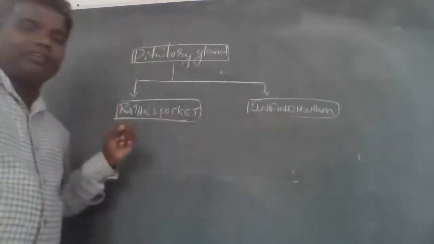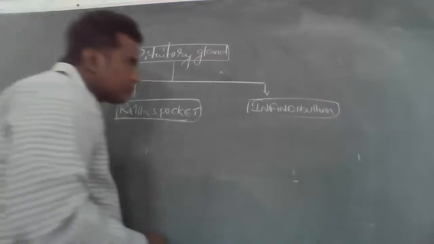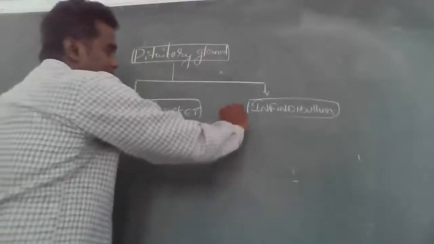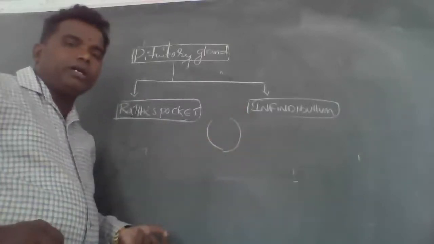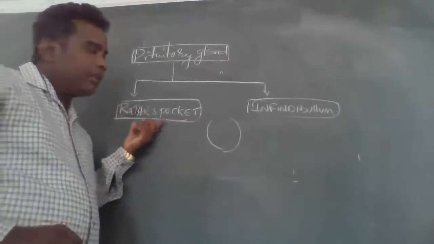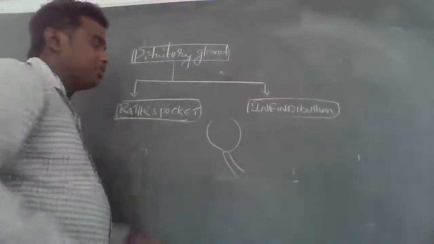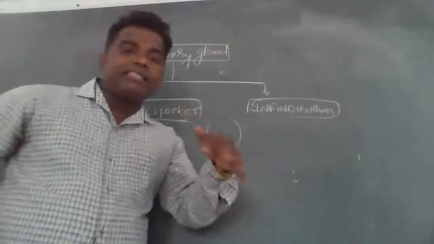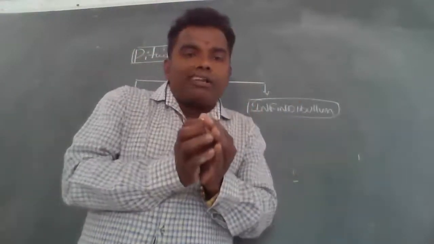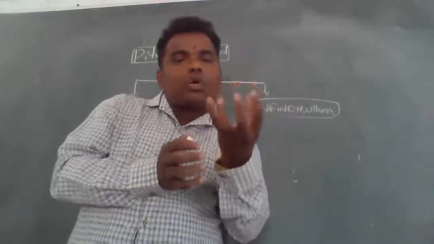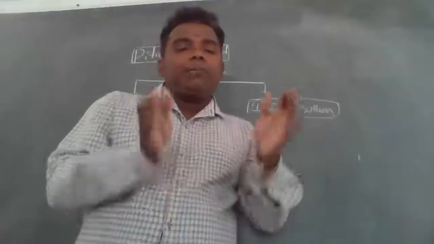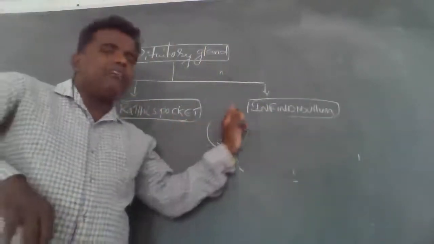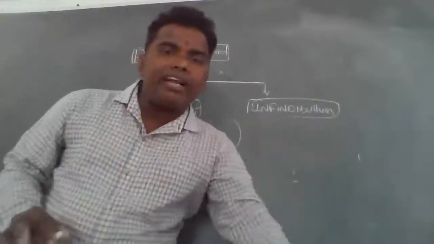Infundibulum. That is very, very important. For example, a pocket-like structure is called Rathke's pocket, and a stem-like structure is called the infundibulum. Two parts are there. The pituitary gland is present in a small groove-like bone called Sella turcica, and it contains two parts: Rathke's pocket and the infundibulum. Very important.